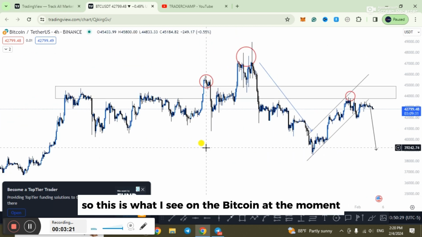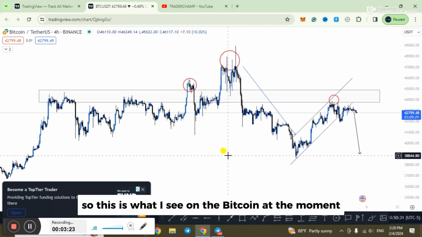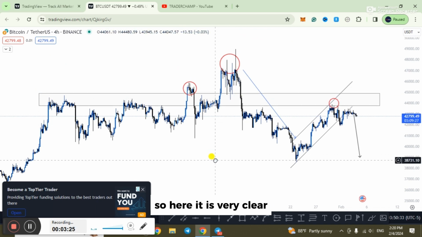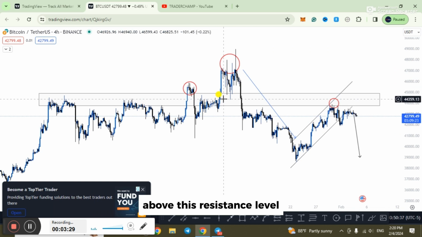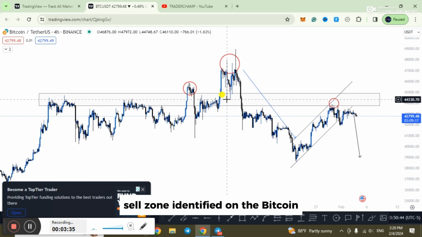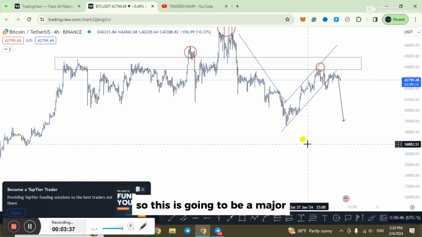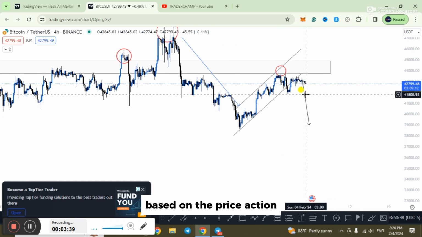So this is what I see on Bitcoin at the moment. It is very clear we have a strong selling potential identified above this resistance level, which is held close to 44,000. At the moment 44,000 is a key sell zone identified on Bitcoin. This is going to be a major selling pressure based on the price action.